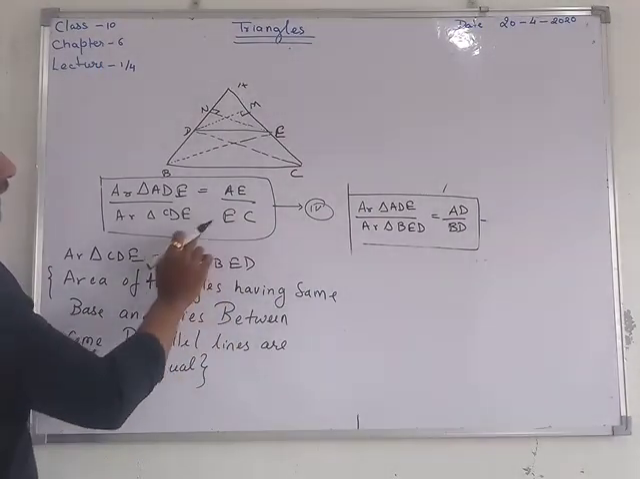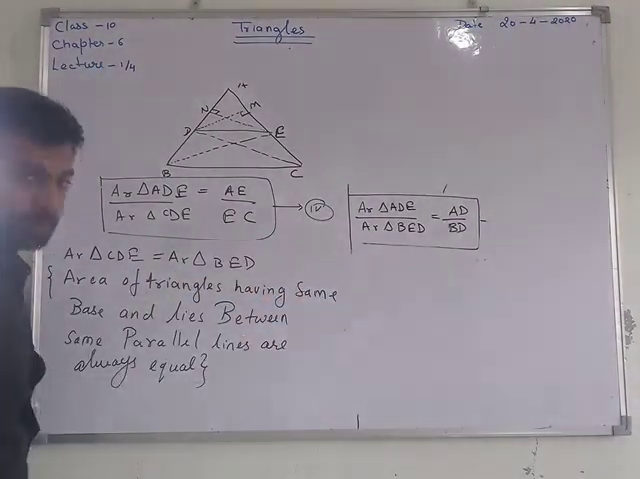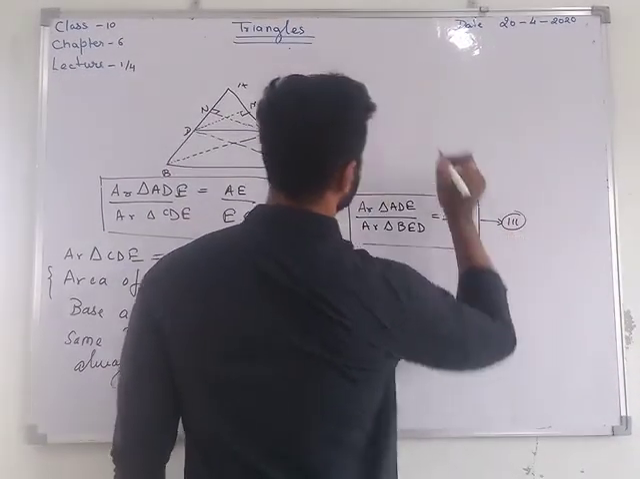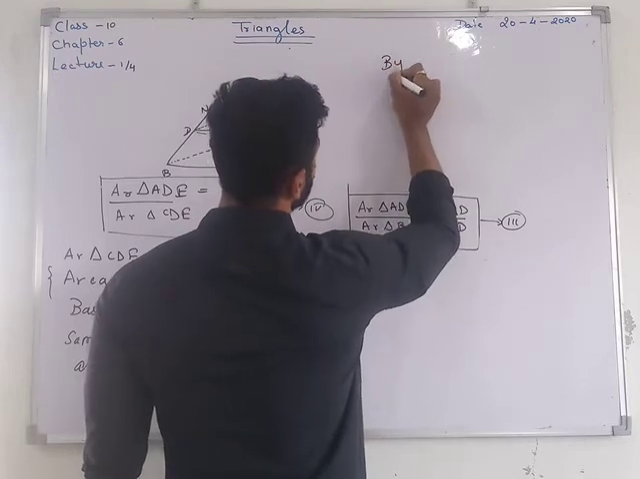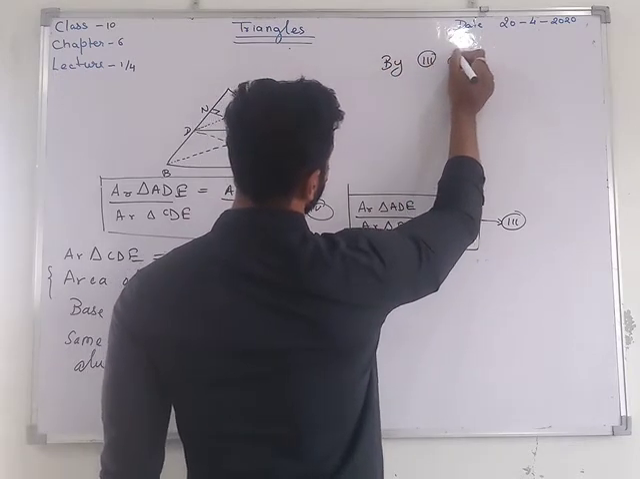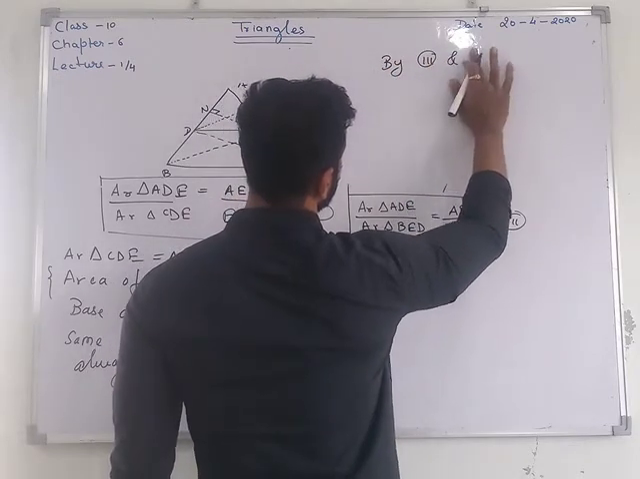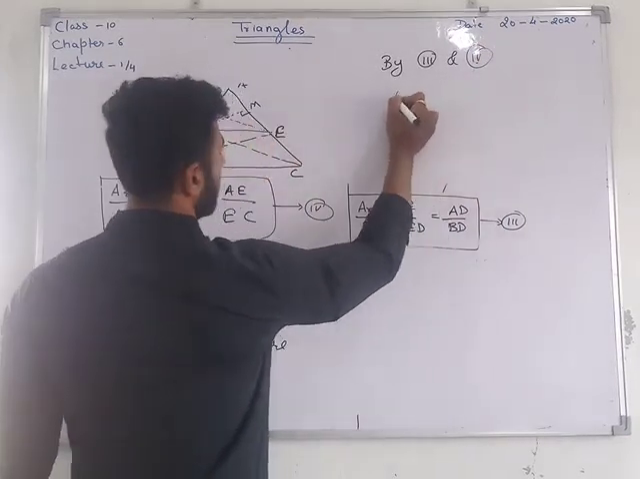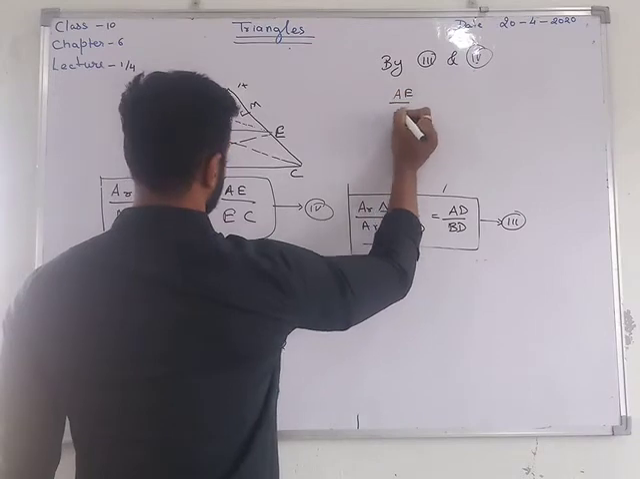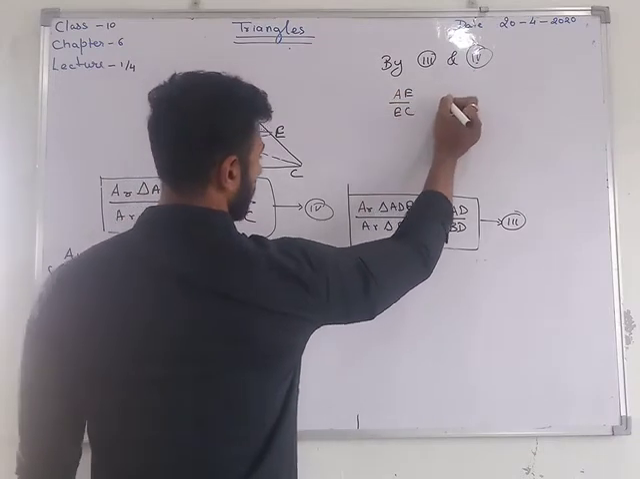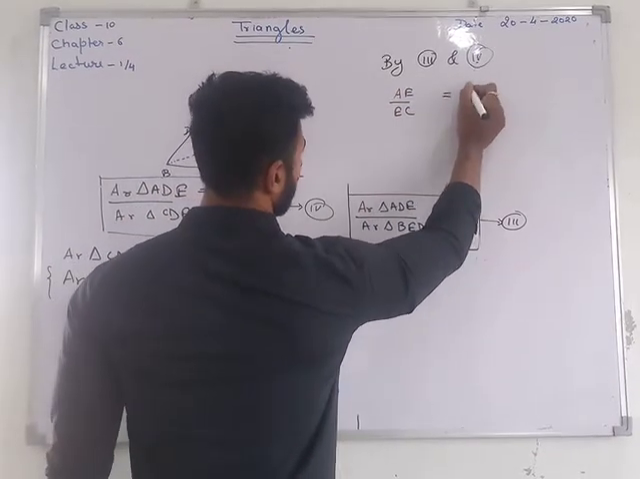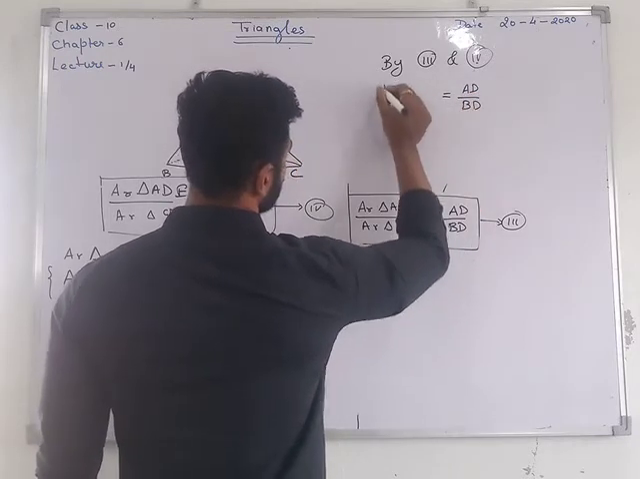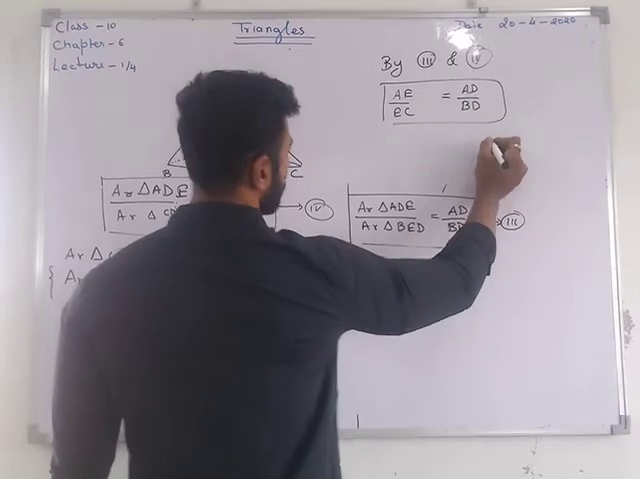After this, you have to write by 3 and 4, this is our third. By 3 and 4, AE is equal to EC, AD by BD. This is what you have to prove. So hence proved.